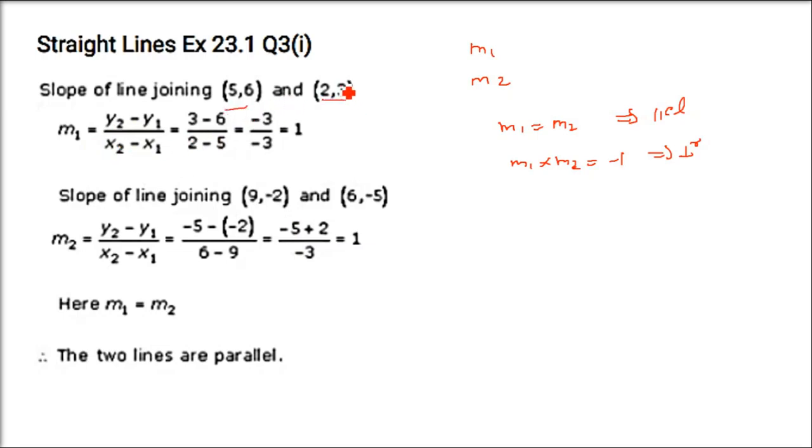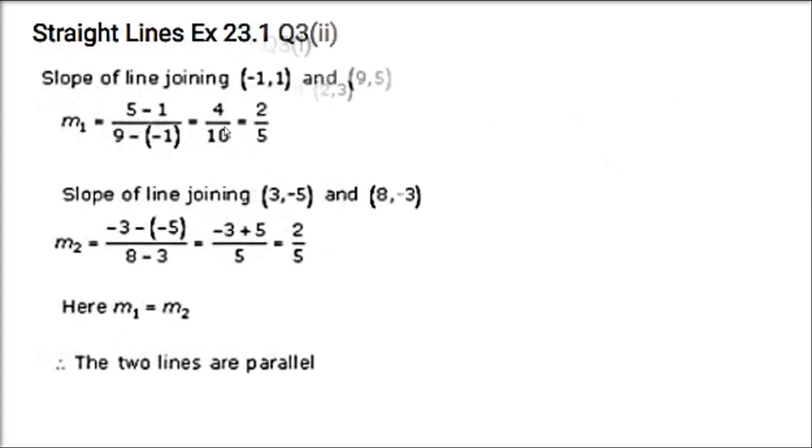So first, the points are (5, 6) and (2, 3). So 3 minus 6 over 2 minus 5 is going to be 1. Then we have the other line: minus 5 minus of minus 2, that is minus 5 plus 2, divided by 6 minus 9, that is minus 3. So here also you are going to get minus 6 minus 9, so it will be 1. You're going to get 1 again. You can see that the slopes m1 and m2 in both the cases are the same. That points out that the two lines are indeed parallel.